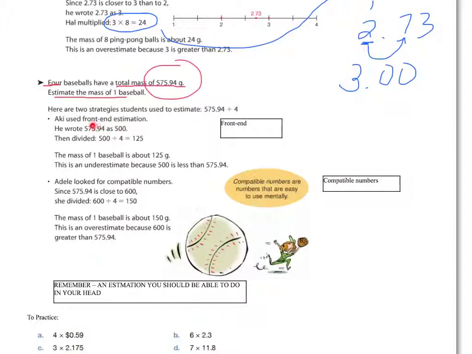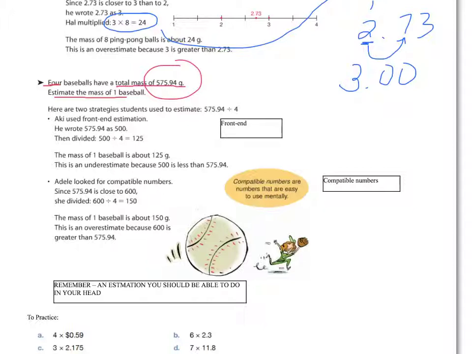Front-end estimation is another strategy we can use. 575 and 94 hundredths then becomes 500. 500 divided by 4 is not too hard. 4 times 100 would be 400, and then we'd have 100 left over, which we would divide by 4, giving 25 each, so 125.